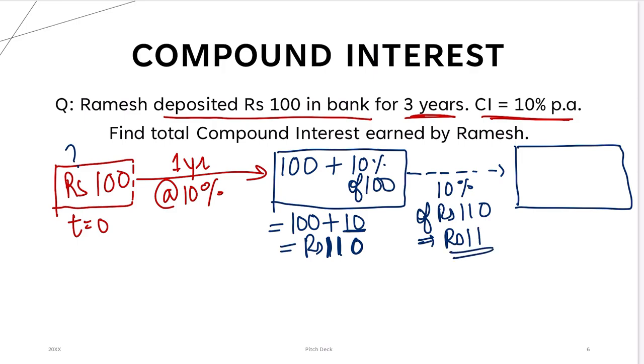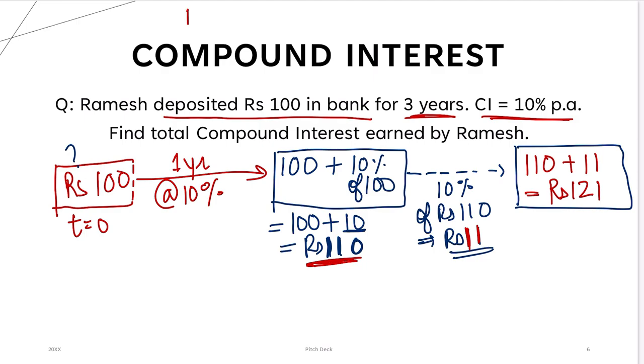So whatever is the previous amount he has in the bank, he is getting 10% of that. So that is 11 rupees he will get in the second year. 110 he has in the bank, 11 rupees he got extra in this year. So he will be having 121 at this point of time. I hope this is clear.